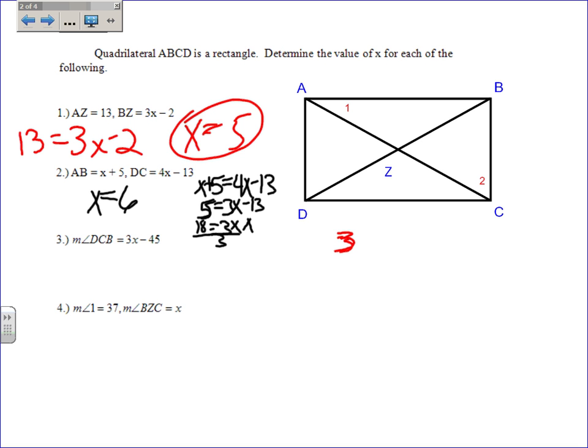There we go, all right. So 3x minus 45, and it's equaling something. Apparently 90. All right, yeah, get x alone, get that 45 out of there.